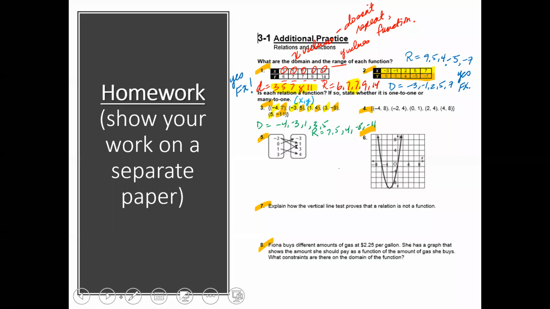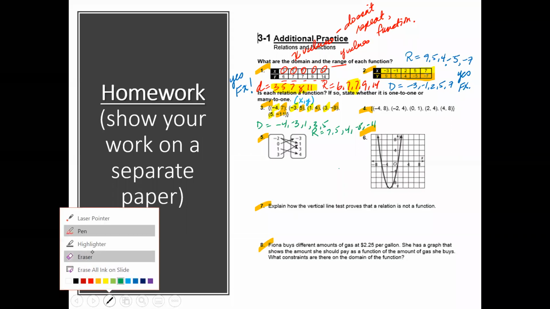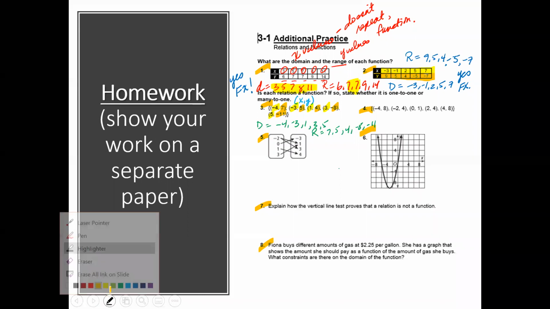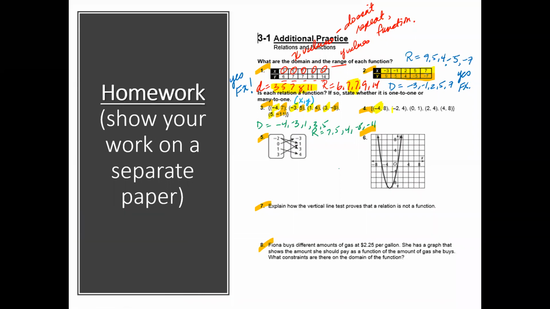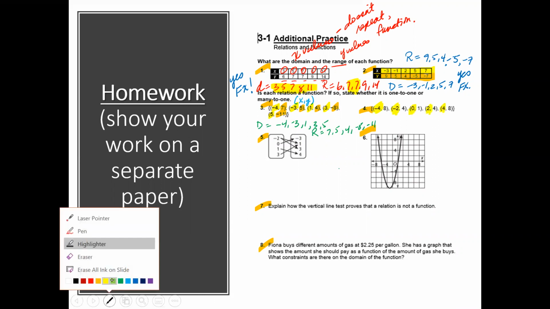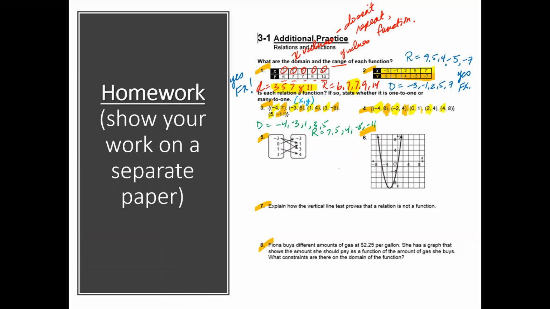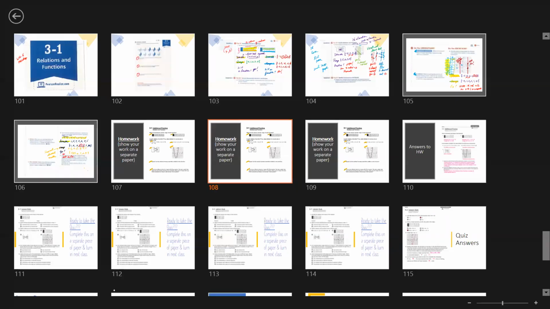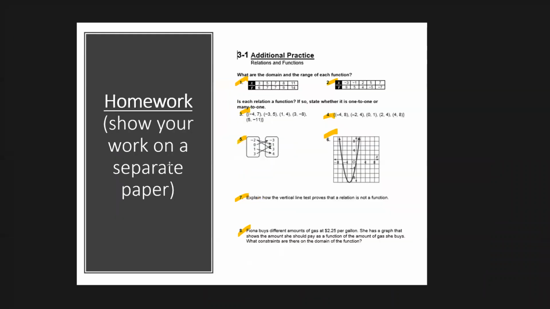All right, let's go ahead and take a look at question number 4. So I'm going to do exactly the same thing. Let's highlight all the domains in yellow, and let's highlight all of the range in orange. So looking at this part right here, what are your domains?